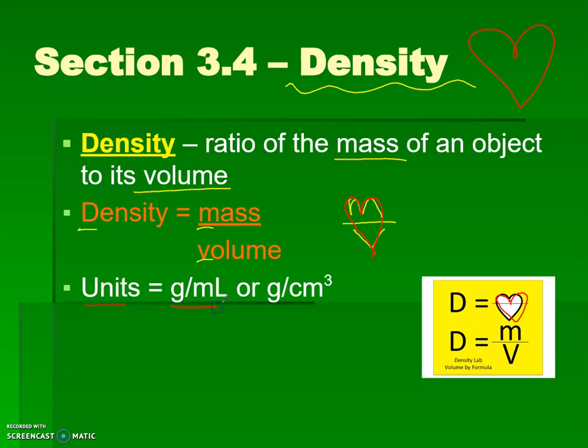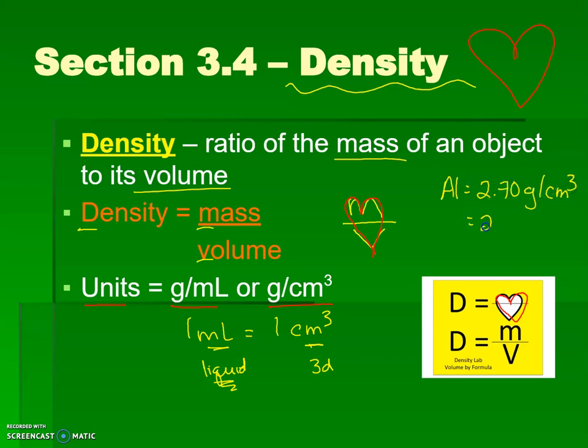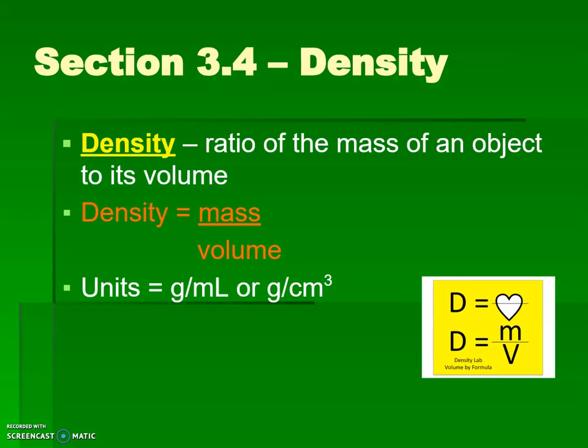All right, the units are grams per milliliter or grams per centimeter cubed. Okay, remember that 1 milliliter is the same thing as 1 cubic centimeter. So these two things, it just depends on if this is a 3D object or if it is going to be a liquid or use water displacement. These two things are the same. So if something like aluminum has a density of 2.70 grams per centimeters cubed, it's also 2.70 grams per milliliter. Both of those things are the same thing.